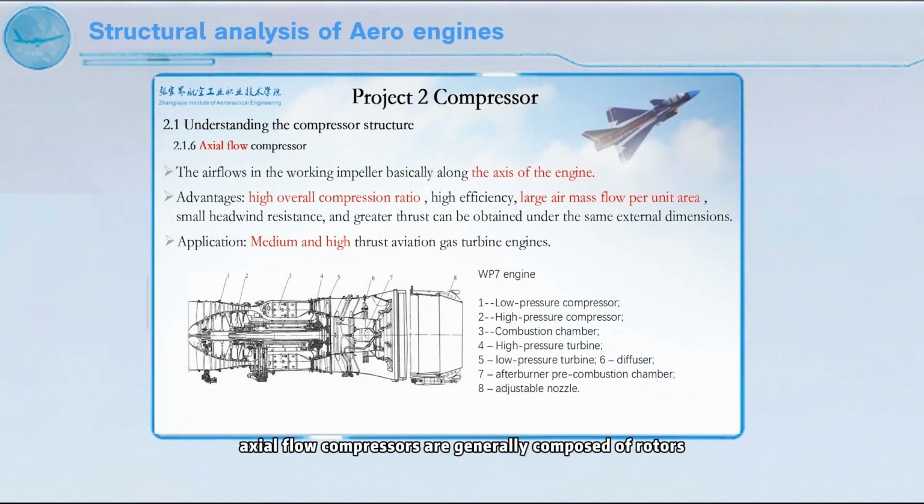Axial flow compressors are generally composed of rotors and stators. The airflow in the working impeller of the axial flow compressor basically flows along the axis of the engine. Axial flow compressors generally have the advantages of high total compression ratio, high efficiency, large air mass flow per unit area, and small wind resistance. Therefore, axial flow compressors are used in aviation gas turbine engines, especially in medium and large thrust engines. Therefore, in this project, we focus on learning the structure of axial flow compressors.